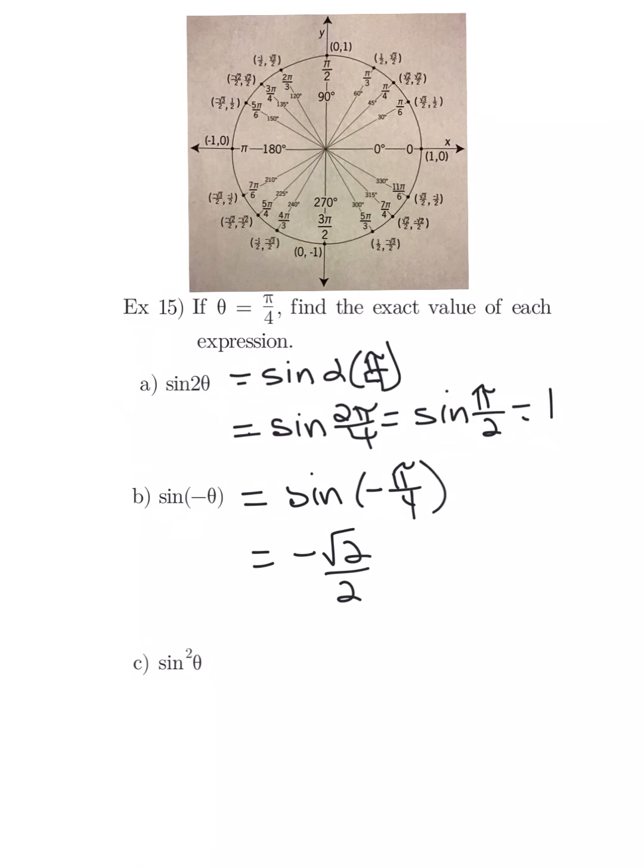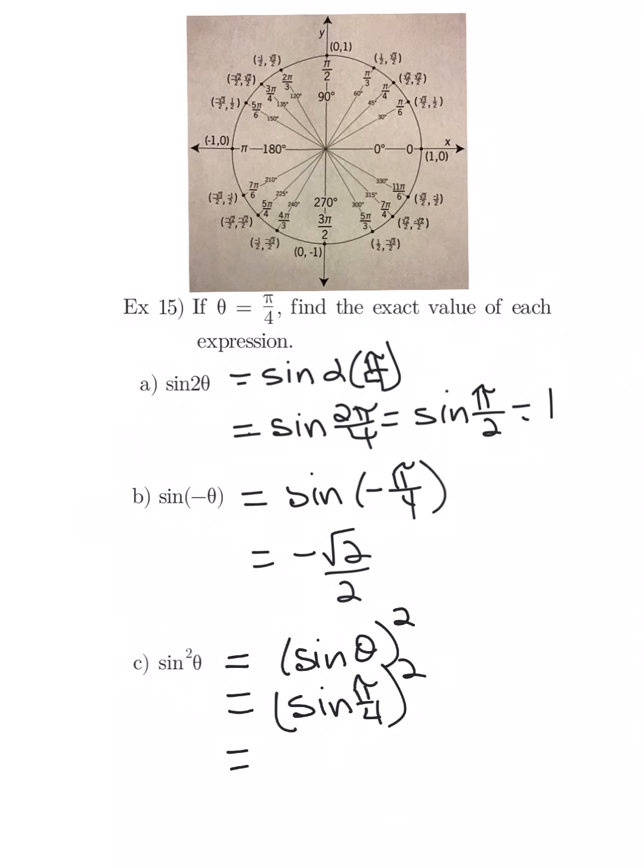On example C, we are asked to do sine squared of theta. The first thing you need to recognize about this kind of notation on a trig function, when you see the square on the trig function, what that means is that you are taking that trig function of sine theta and squaring the answer. So now if we put our theta value in, this is saying we need to do the sine of pi over 4 and square the answer.